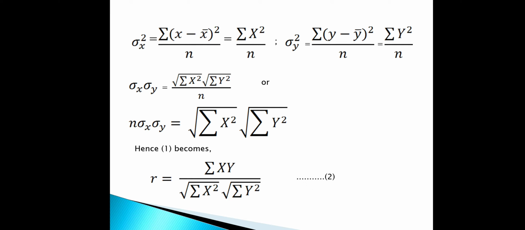Substituting these in equation 1, we get r as summation of capital X into capital Y, divided by square root of summation X square into square root of summation Y square. This is the formula for the correlation coefficient in terms of capital X and capital Y, which represent the deviations from the means, x minus x bar and y minus y bar.